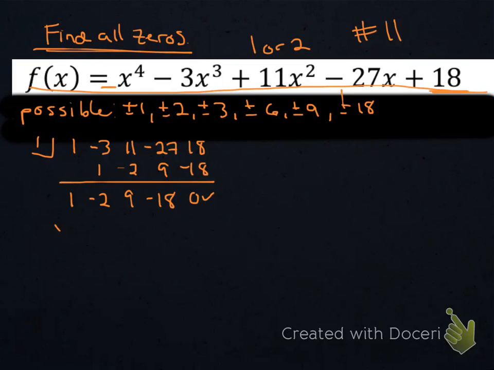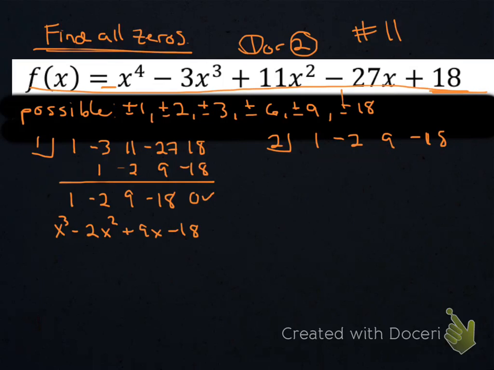So now we have this x cubed minus 2x squared plus 9x minus 18. And now we could either go back, so we use this 1 here, we could go back and use the 2 and set up another synthetic division with 1, negative 2, 9, and negative 18, and work that out. Or we could look at this.